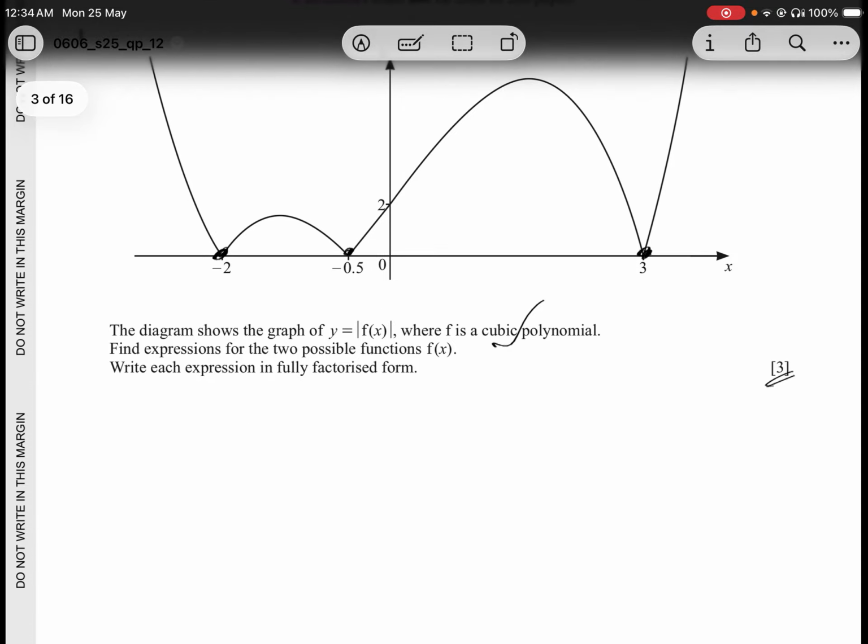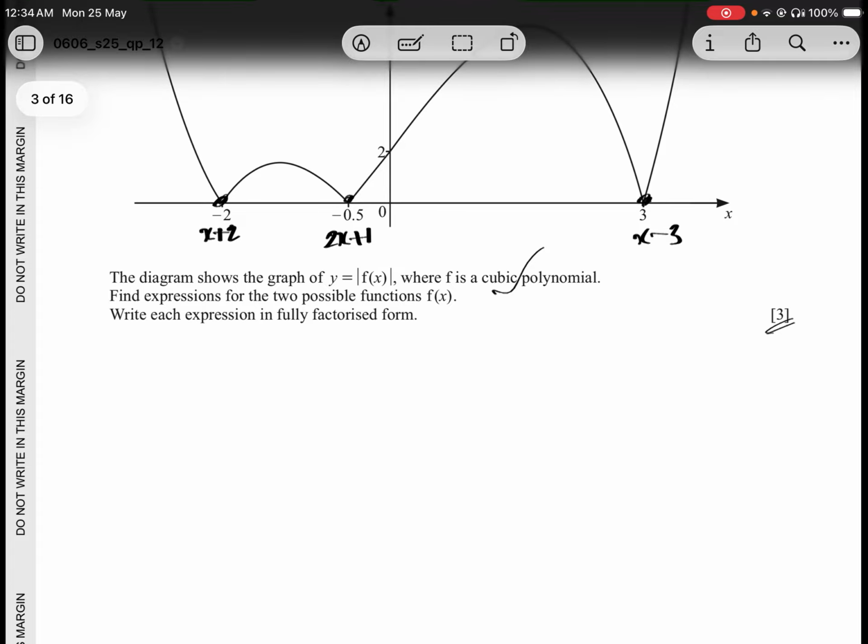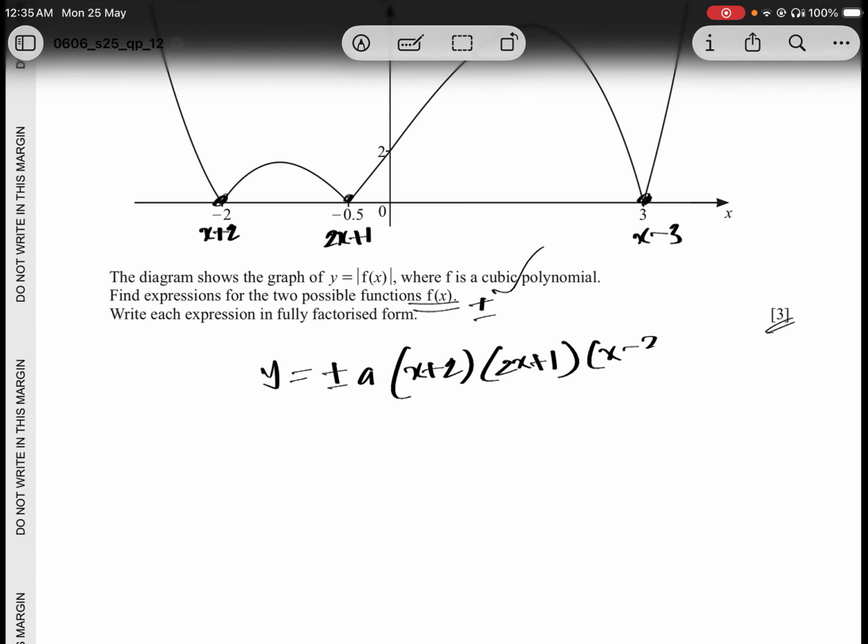First thing first, it should be x plus 2, it should be 2x plus 1, and it should be x minus 3. Now find expressions for two possible functions of f of x. So it should be plus minus here. Write it in fully factorized form. So our y should be plus minus of a, the first factor is x plus 2, the second one is 2x plus 1, and the third one is x minus 3.